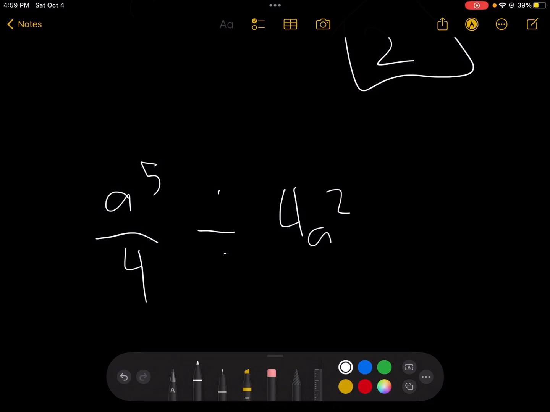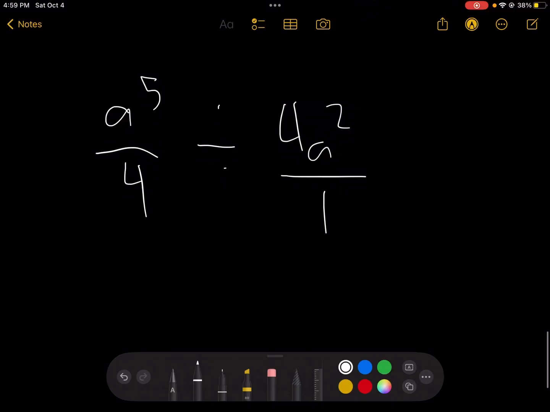Now, you might be confused about why the second term is not a fraction. As I interpret this, 4a squared is 4a squared over 1, because if you divide something by 1, it's the same value. Now, remember KCF. Keep, change, flip.